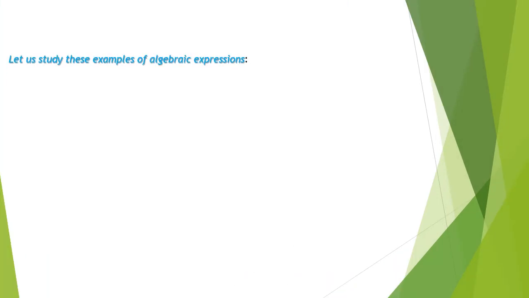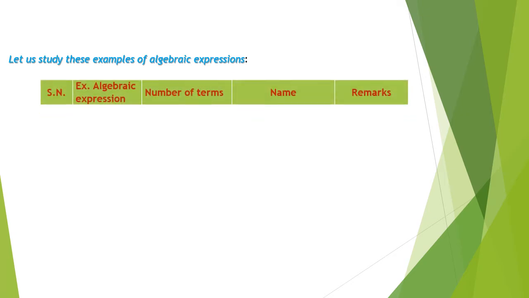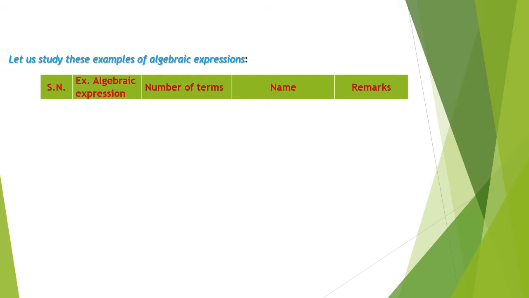Let us study these examples of algebraic expression. We knew what an algebraic expression is; now let's see examples of algebraic expressions. There is a table with algebraic expressions, and we have to count the number of terms. According to the number of terms the name will be given, and there is a remarks column also. Let's see the first one.